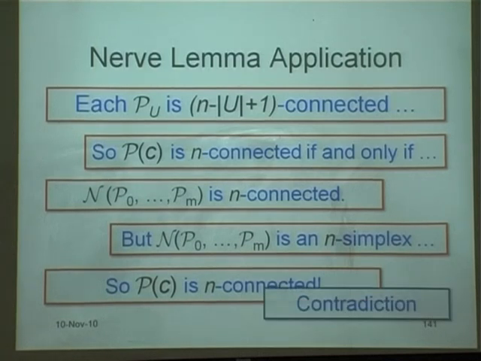But by hypothesis, it wasn't. So that's a contradiction. So the only way we can resolve this is to say that n-connectivity is eventually true, but it doesn't have a critical state. Therefore, it must have been true at the very beginning. So no matter how you start, the reachable complex must be n-connected.